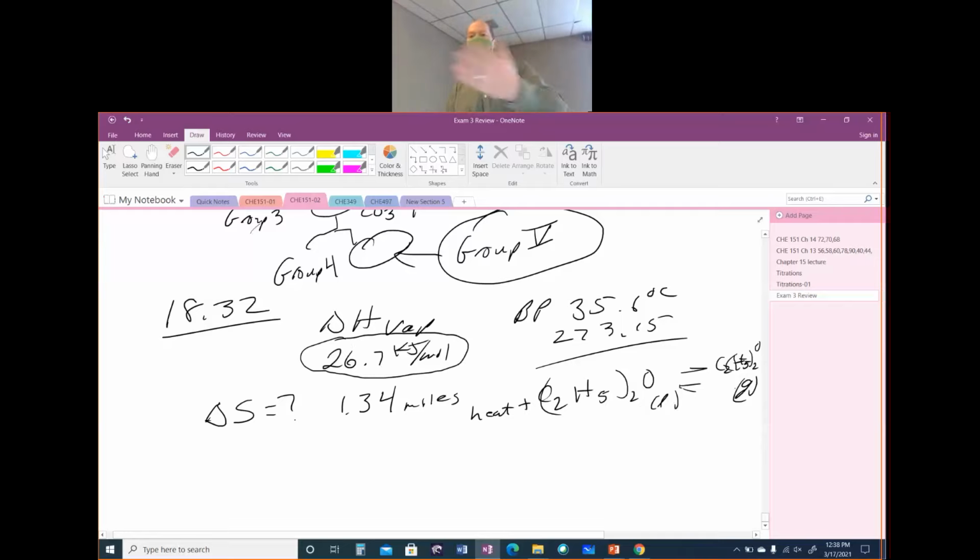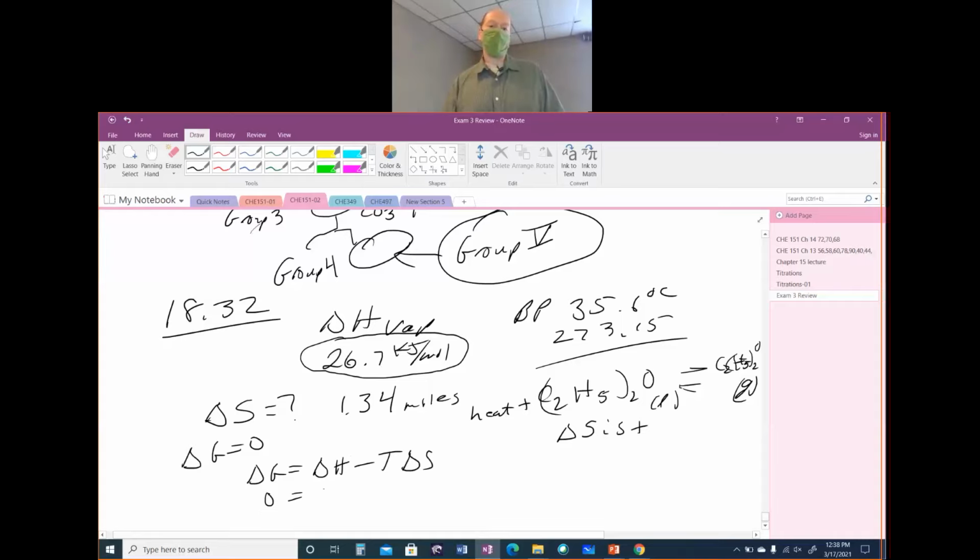What else we see from this reaction is not only do we know it's endothermic, we also know that we're going to have a positive delta S. We have a liquid going to a gas, so we know that delta S is also positive. And so we are at equilibrium. We are at a boiling point. And so at a boiling point or at a freezing point, your delta G is 0. And so your delta G is equal to delta H minus T delta S. All right, so you have 0 is equal to delta H minus T delta S.